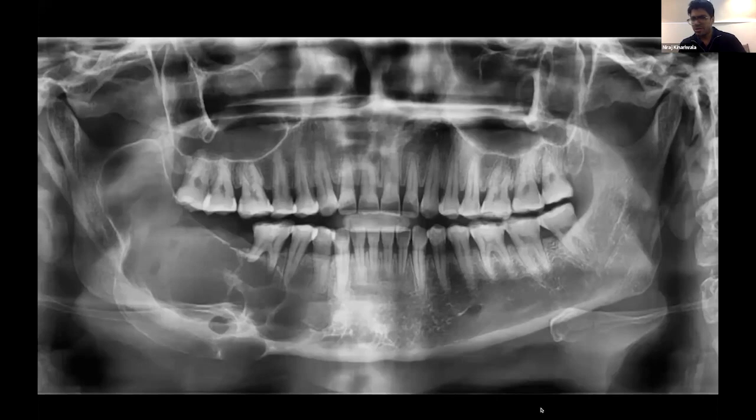Many times you can see this type of lesion in the ramus of the mandible of the patient, and that is ameloblastoma in this particular case, which has even caused resorption of the roots of a mandibular first molar, tooth number 4-6.